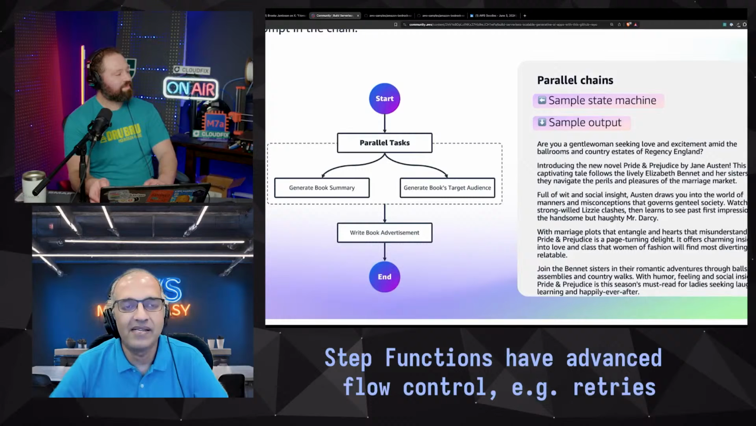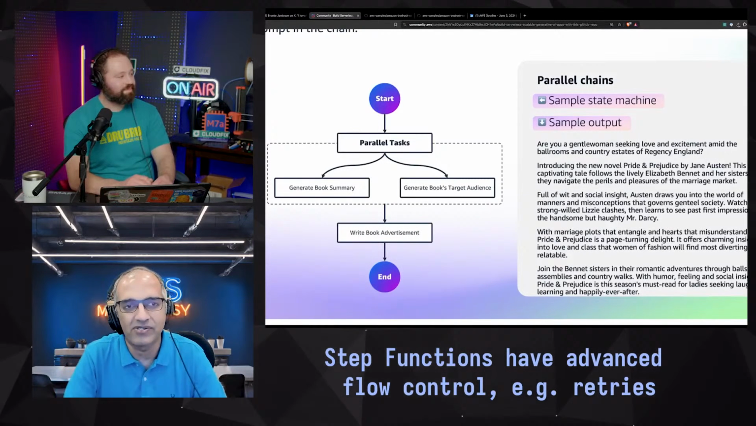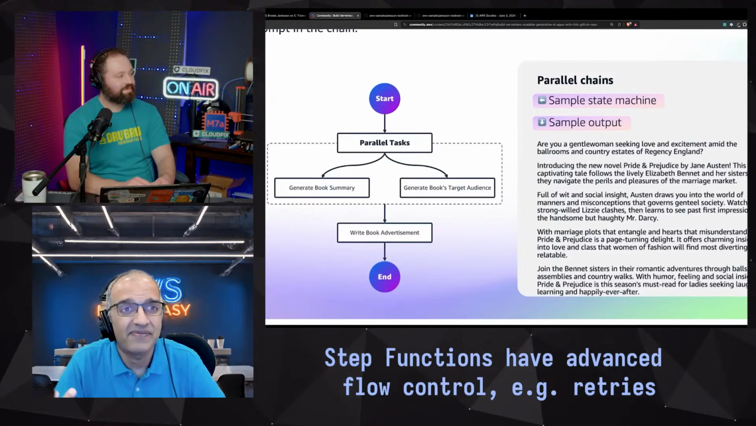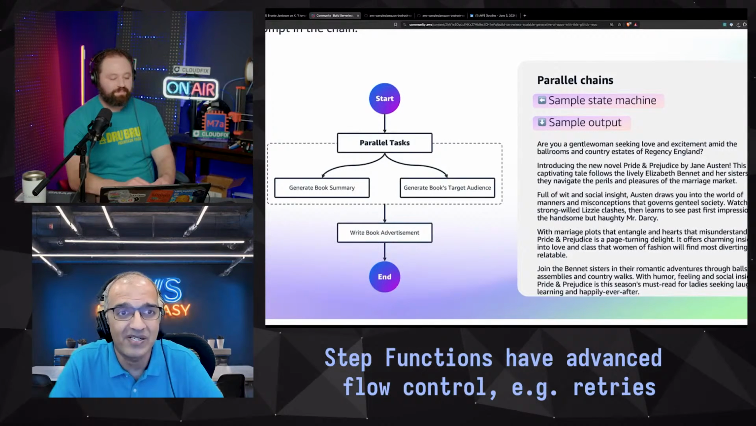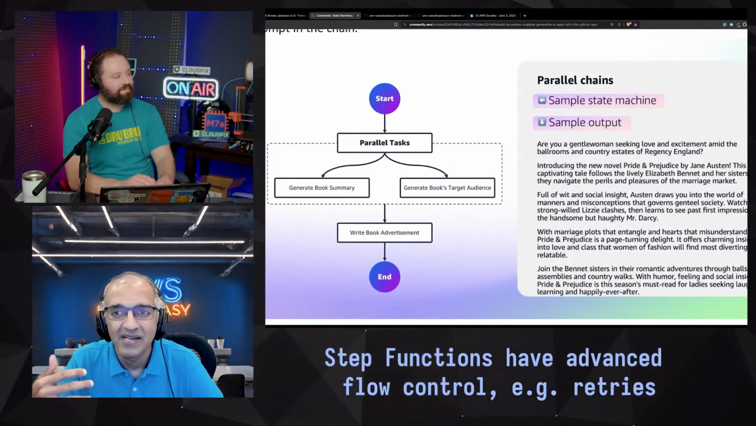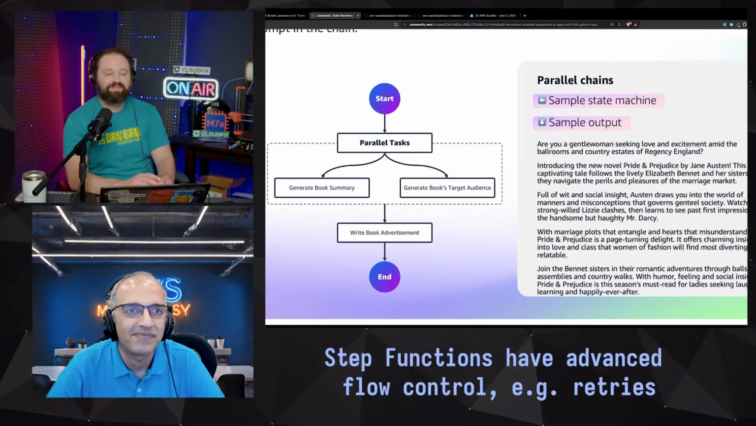Exactly. And then the nice thing about step functions is also that you can create very complicated flow scenarios. For example, you can have retries, or you can go back to a previous step if something didn't quite work out the way you wanted it. You could reset the flows. You could do all kinds of amazing stuff that you would be limited to perform with something like LangChain.